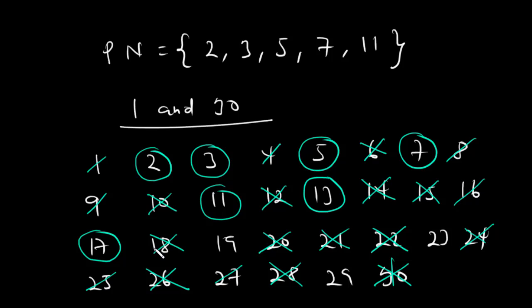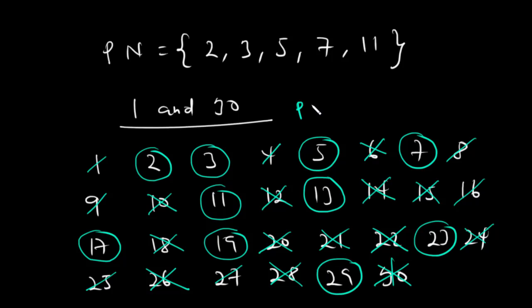So multiples of 17 are 34, 51, and the like. However, they cannot be found within this range. So we need to move ahead to circle the next uncancelled number, that is 19. And then multiples of 19 are 38 and so forth. However, 38 is not in this range. So we need to move ahead and then circle the next uncancelled number, that is 23. And then the next uncancelled number is 29.